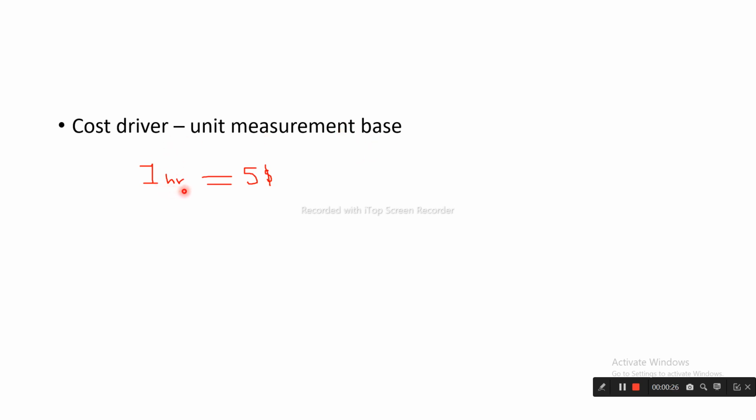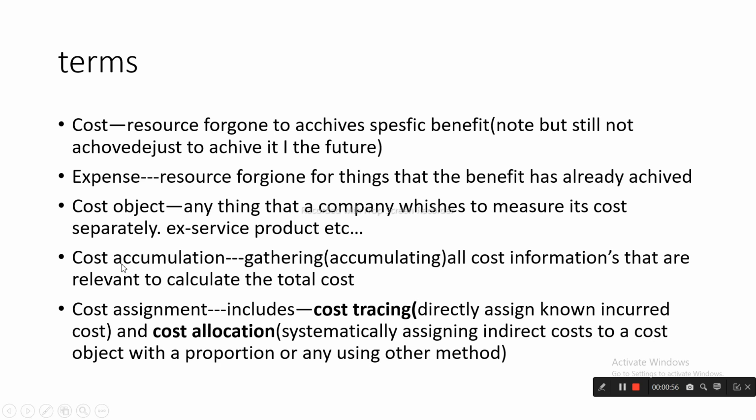So if you work for 1 hour, this 1 hour is a unit of measurement, or it's a base. It's a measurement base for me to pay you the money. So cost driver is basically a unit. So this time hour is a unit, which is a cost driver, that I pay my money based on that unit.